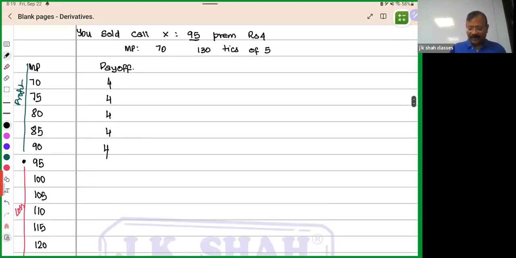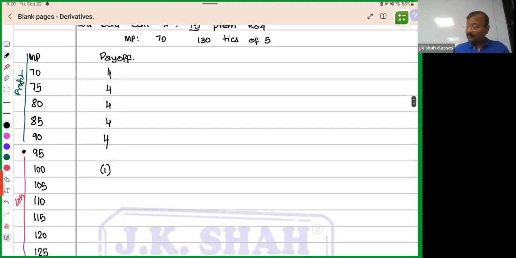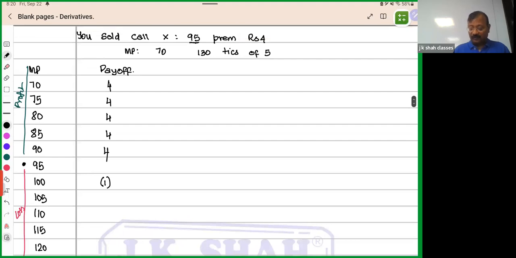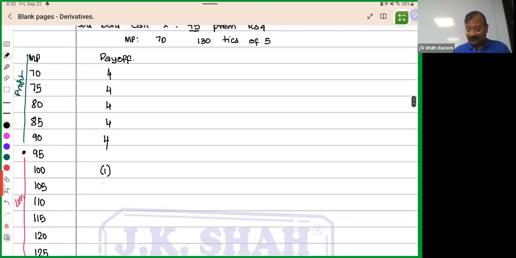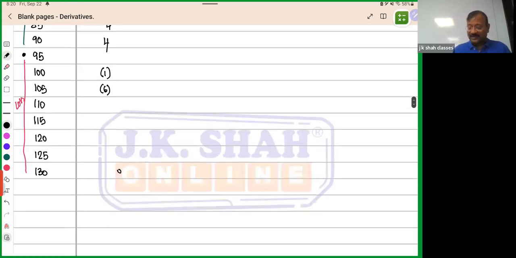No? 95 minus 105. 5. And sorry, 95 minus 100. 5 is your loss, and you have received a premium of 1. Then do one more. 105 minus 95. 10. Now understand, a pattern has been established. अब सीधा ये पैटर्न को खींच देने का.